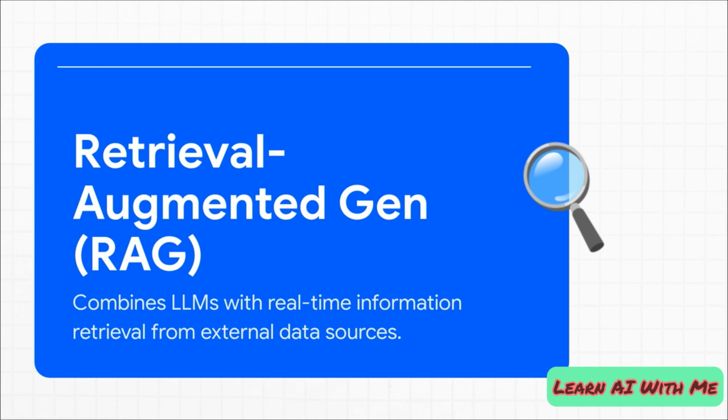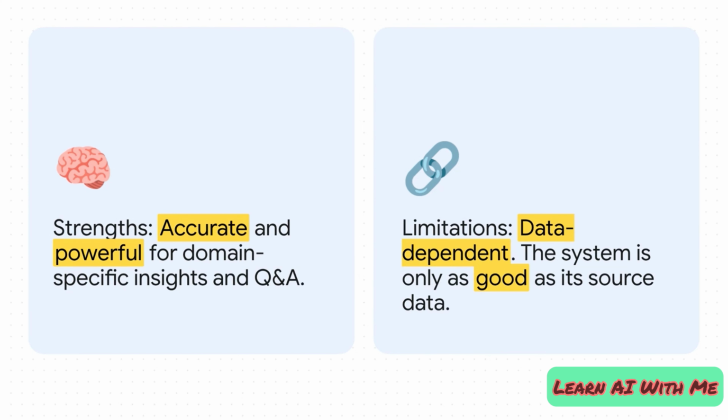It grabs all the relevant info, and then it hands it to the LLM to use when it crafts its answer. Now, this makes RAG systems way more accurate and really powerful for domain-specific Q&A. But here's the catch. A RAG system is only as good as the information it can search. If the source data is junk, well, the answers are going to be junk too. Its quality is 100% dependent on that data.